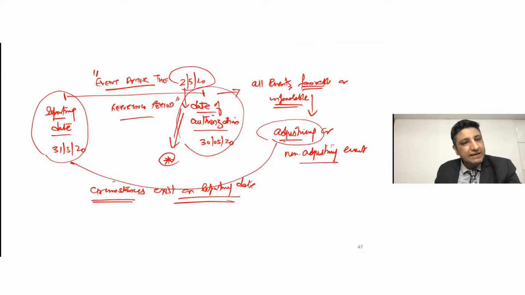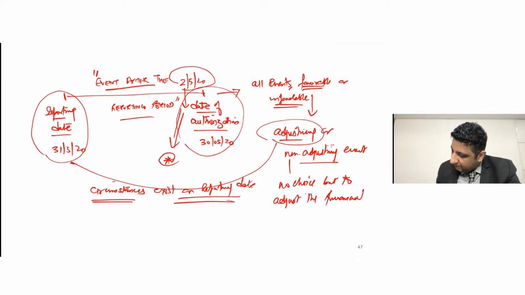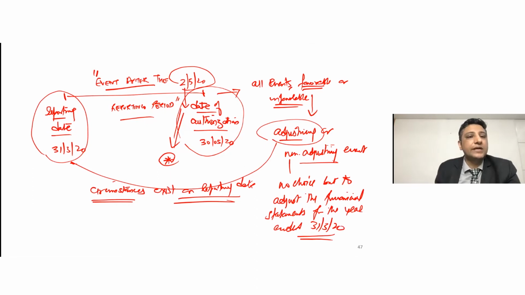an adjusting event, which means that the company has no choice but to adjust the financial statements for the year ended 31st of March 2020. So the management cannot take a view that it is going to be a future income. So let's not report that. That is nothing which is not available to the entity as such.